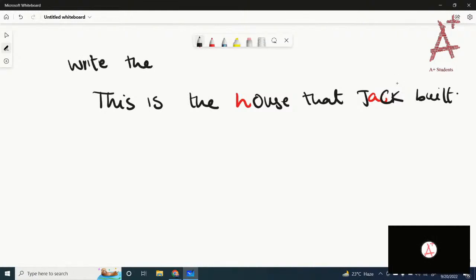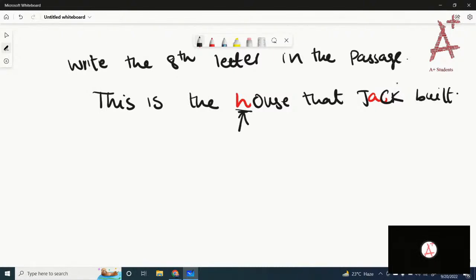Write the eighth letter in the passage. And you are given the hint: every 10th letter is red. So if this is the 10th letter, you have to find the eighth one. That means you just need to move two back. This is the ninth and this is the eighth. So H is at the eighth position. Got it? H is at the eighth position.